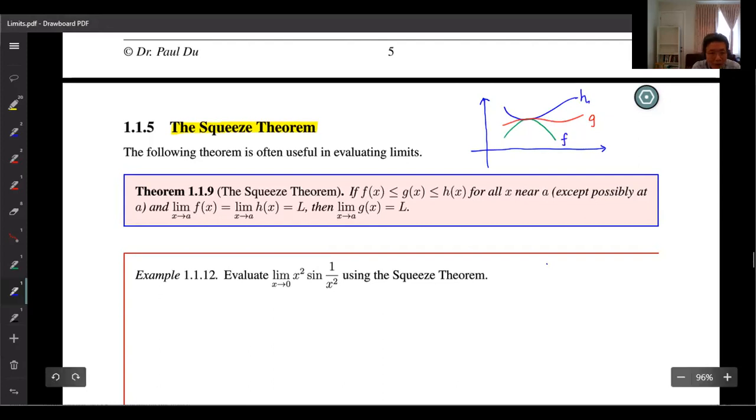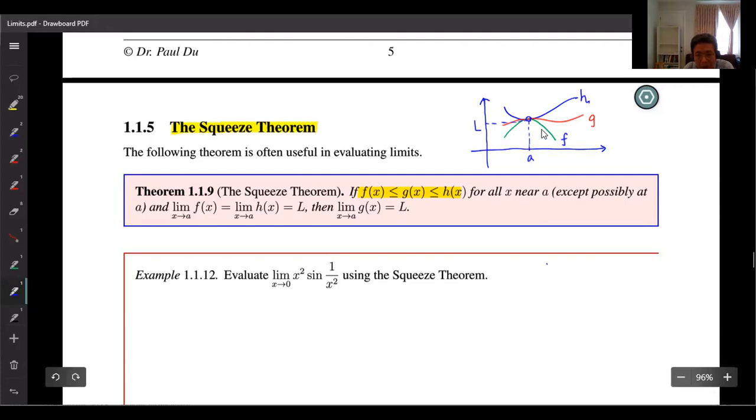You can see the relationship between these three functions. Near point A, except possibly at A, g is between f and h. We said the function value at A doesn't matter. You can draw a hole here if you like. The function value at this point doesn't matter.